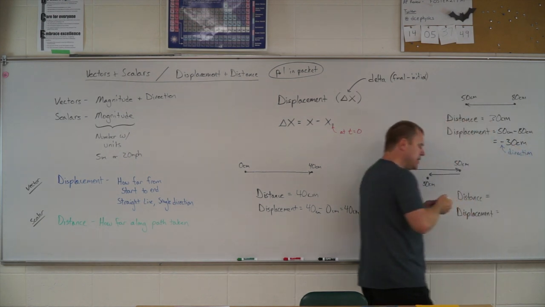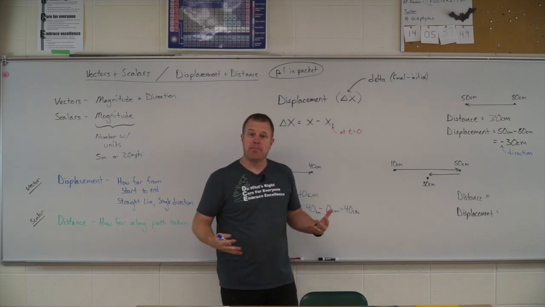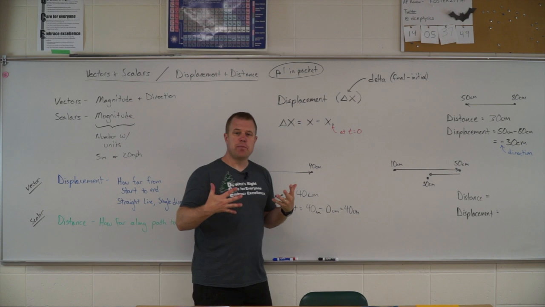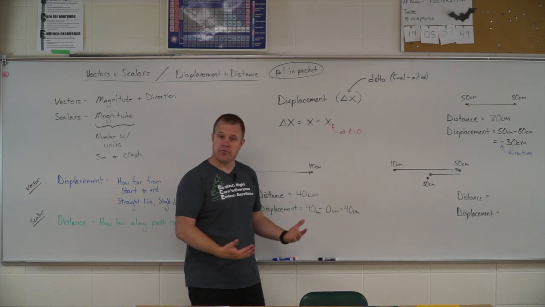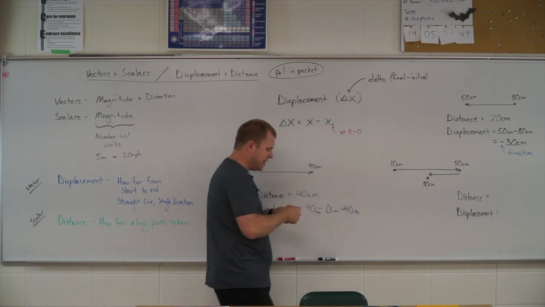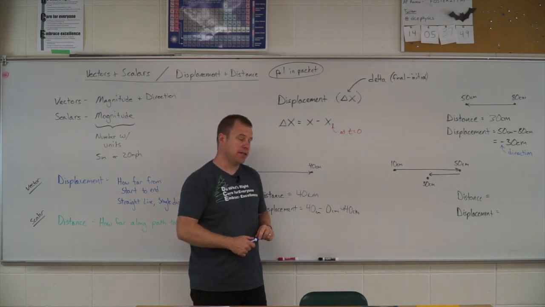So what we're doing now is, instead of saying left or right or up or down, east or west, when we use equations, we're going to use positive and negative to describe our direction. So in reality, there is a plus sign here telling us that this is a positive 40 centimeter displacement.